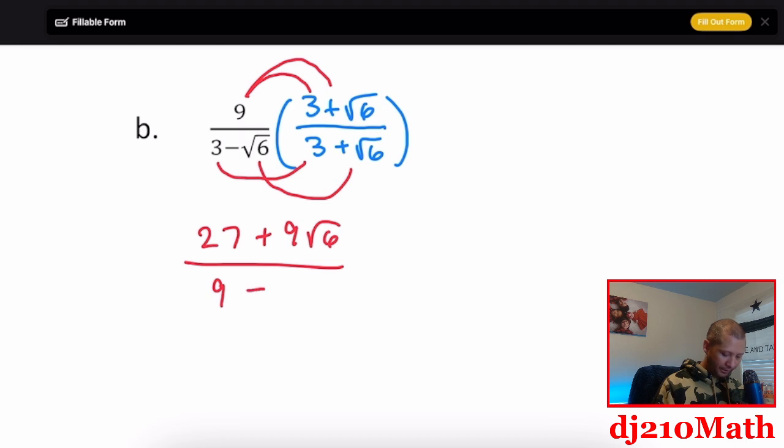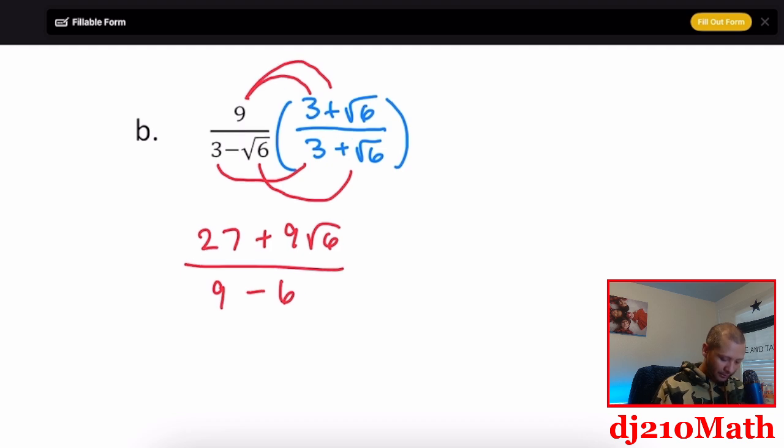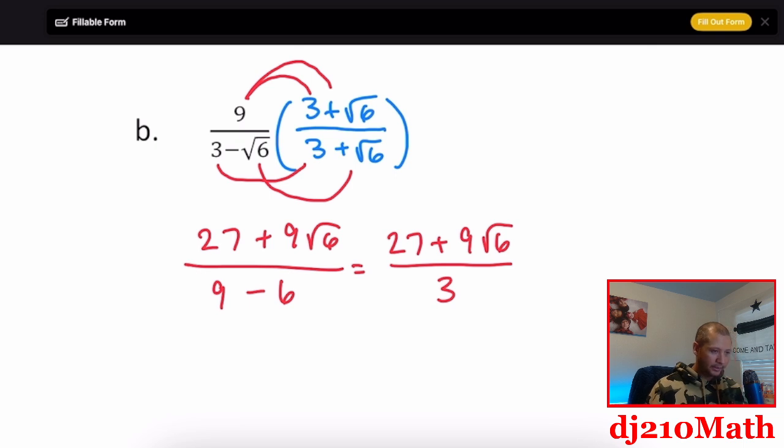Negative times a positive is negative. It's just going to be 6. Right, you're going to start to see a pattern doing a bunch of these. It's just 6. So final answer, 27 plus 9 root 6 over 3. 9 minus 6 is 3.